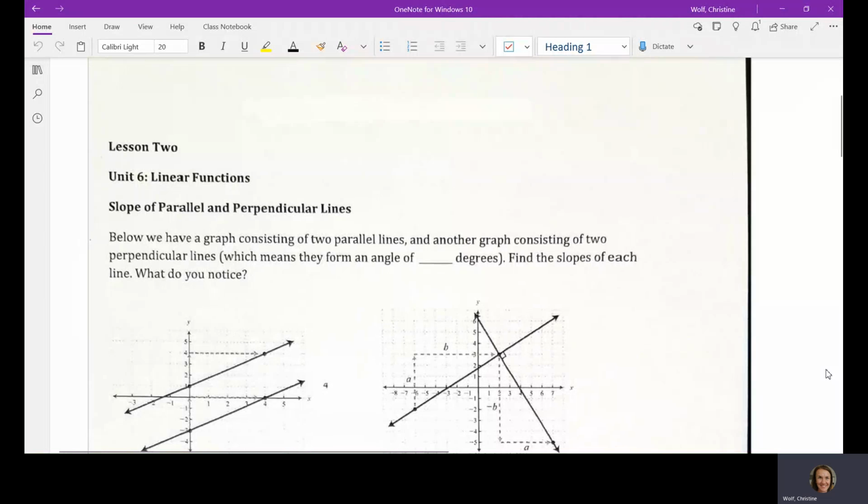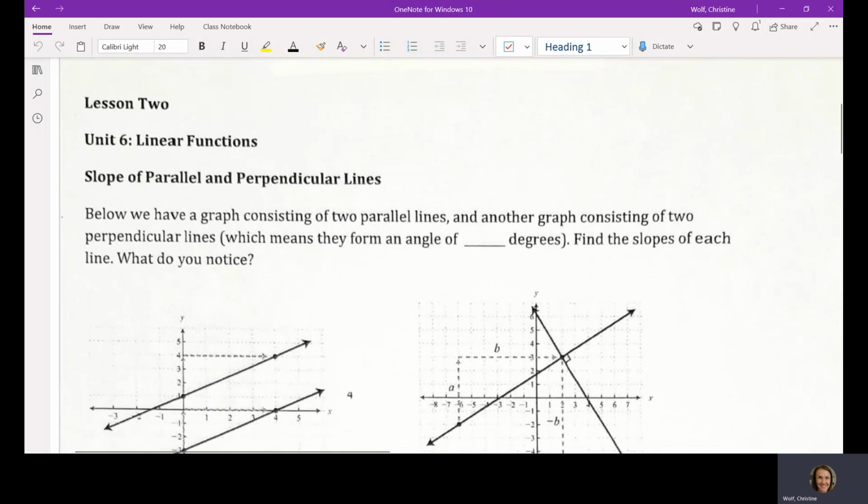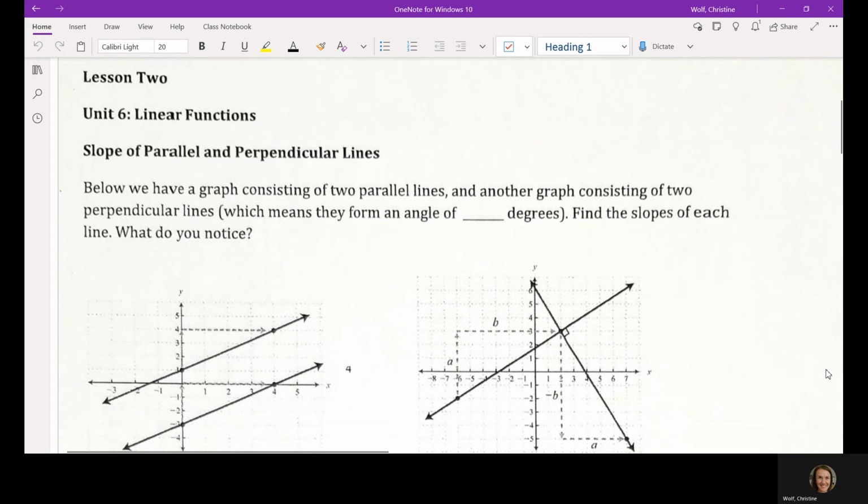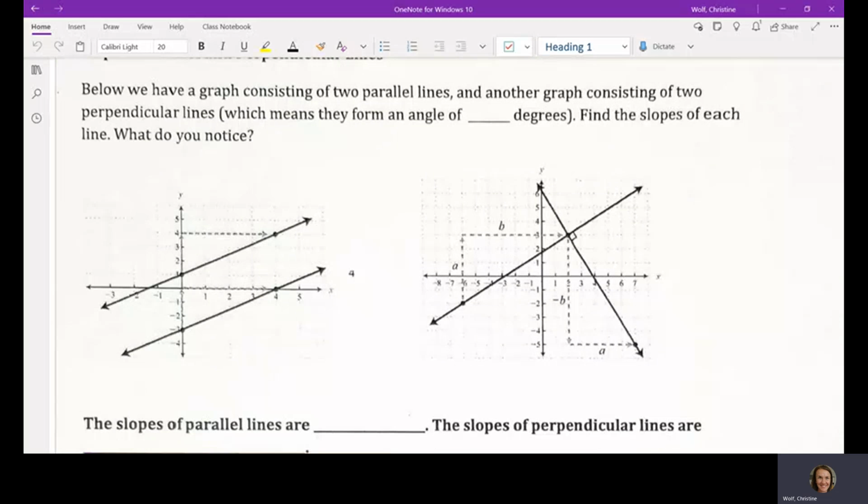Okay, so now we're on to lesson 2 of unit 6. We're working with slopes yet again, but this time a little bit more in depth because we're going to be given 2 or more lines on the graph, as you can see there. And we have to determine if they're parallel. So parallel means they never touch at all, ever.